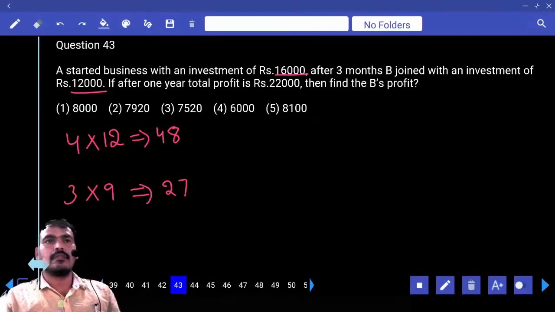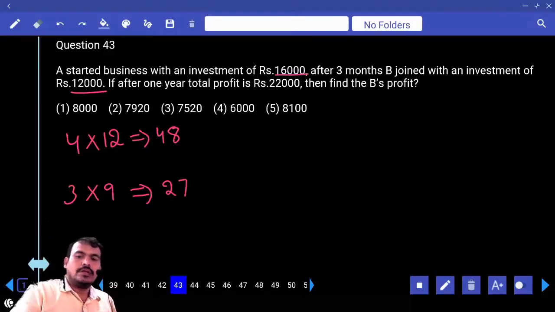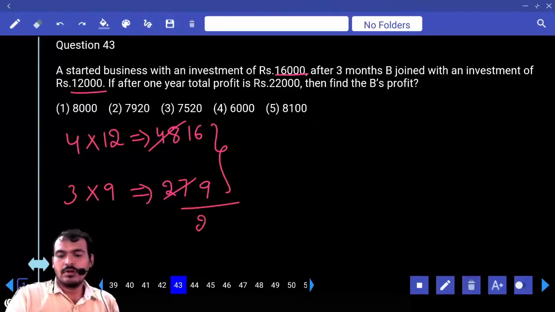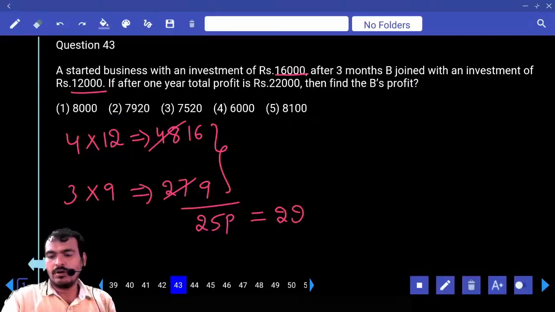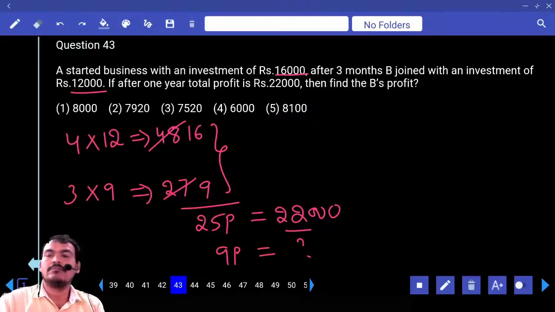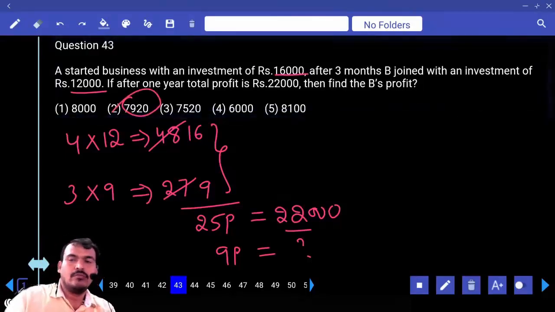27. Okay. 3 how many times 48? 16. 3 how many times 9? 9 times. What is the total profit in how many parts? 25 parts. 25 parts equal how much value? 22,000. Which profit do we require? B's profit. How many parts do we need? 9 parts. 22 is a multiple of 11. How many options are multiples of 11? Only one.